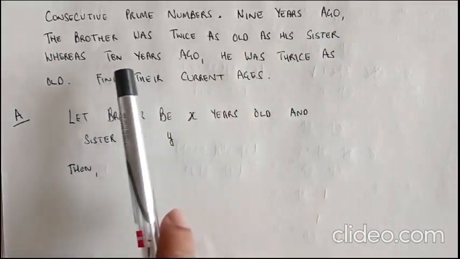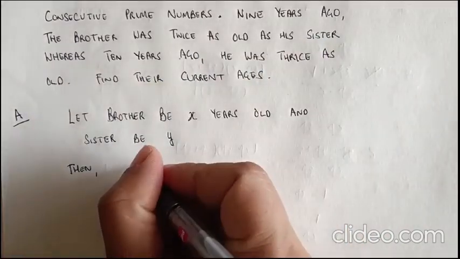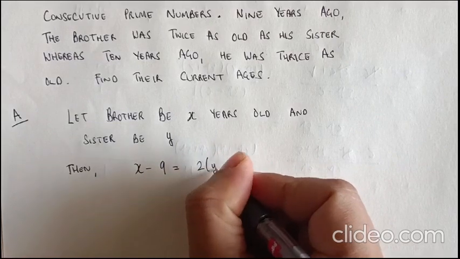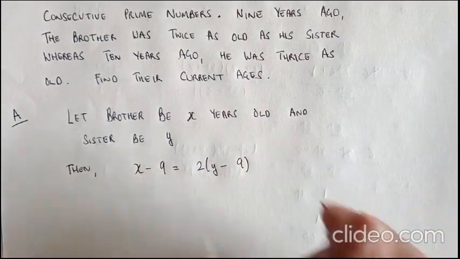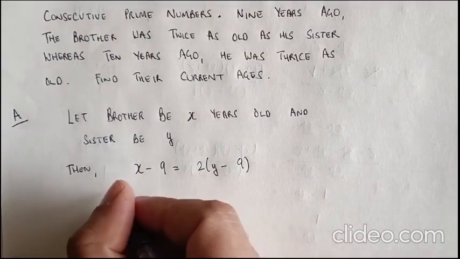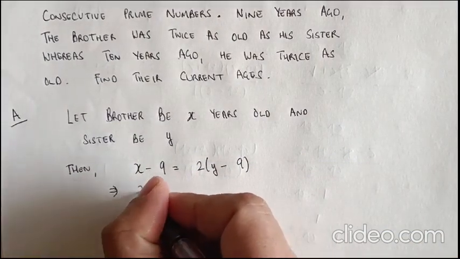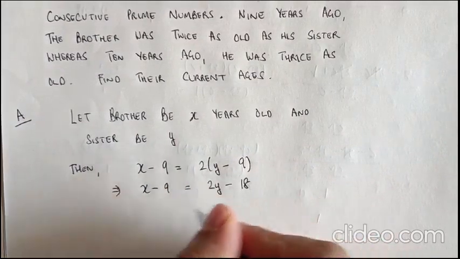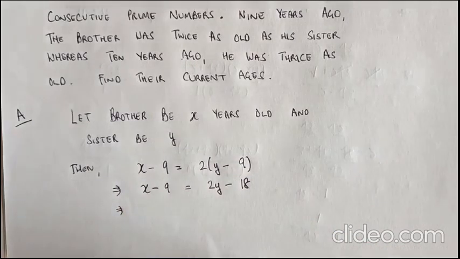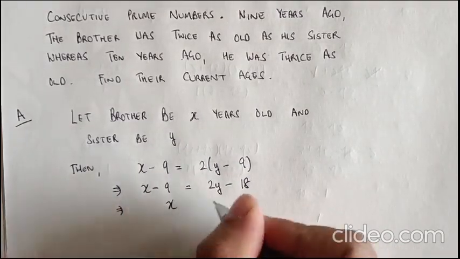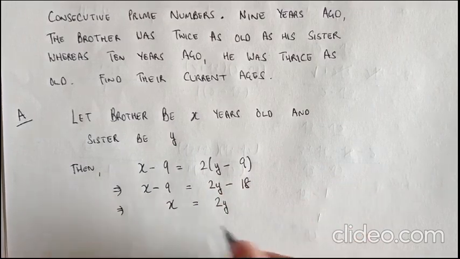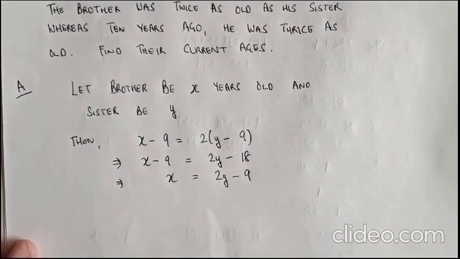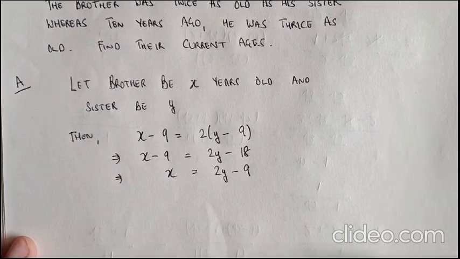But the brother at that time was twice as old as his sister. So x minus 9 is equal to 2 into y minus 9. Right? This means x minus 9 is equal to 2y minus 18. Which means we have one equation for x. X is equal to 2y, we bring the 9 over, minus 9, right? So this is our first equation.